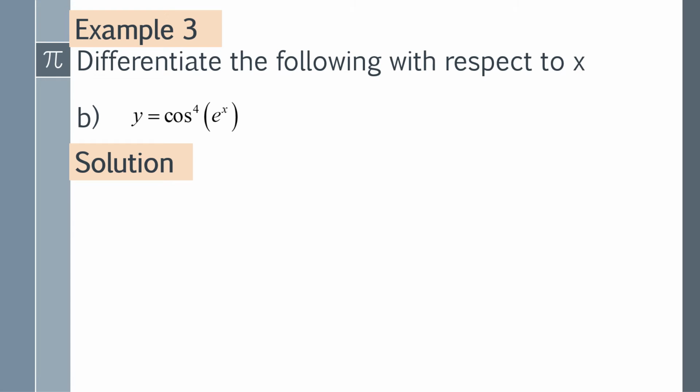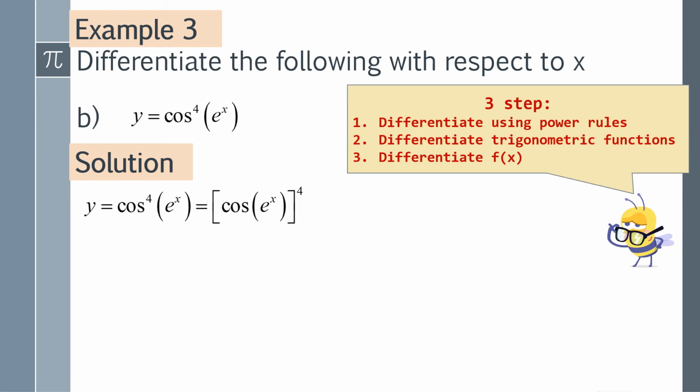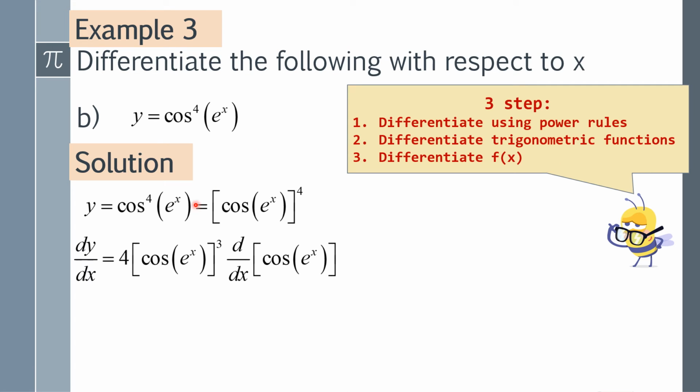For this example 3b, y equals cos to the power of 4 of e^x. The first one, we rearrange this function, cos to the power of 4 of e^x. We write it like this: cos e^x, bracket everything, power of 4. Now, how to differentiate this? We will use 3 steps here. The first one, differentiate using the power rule. Next, we differentiate the trigonometric function. After that, we differentiate the angle, or we differentiate f(x). So the first one, we differentiate using the power rule.